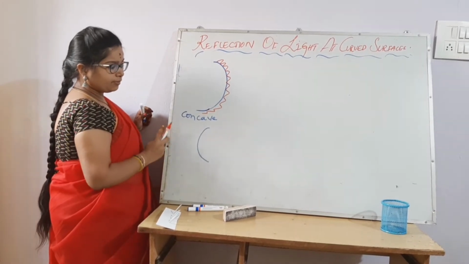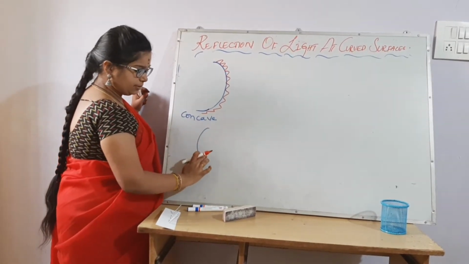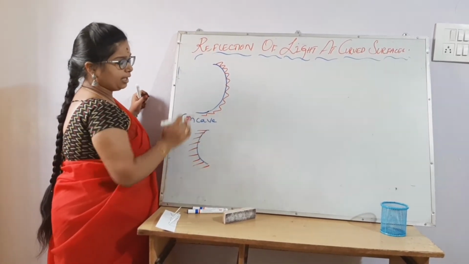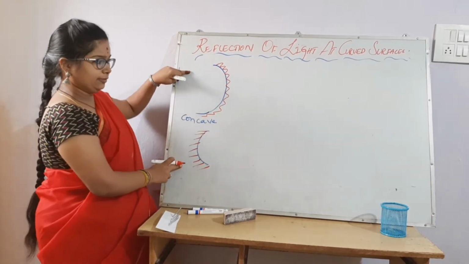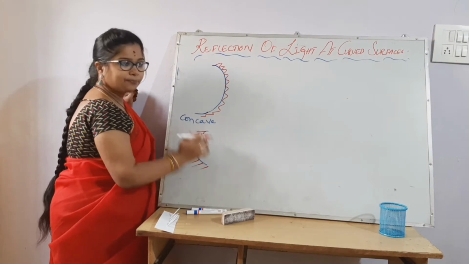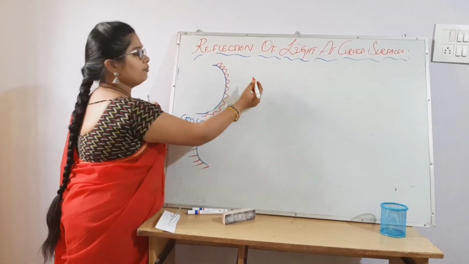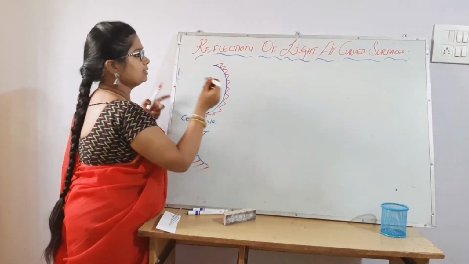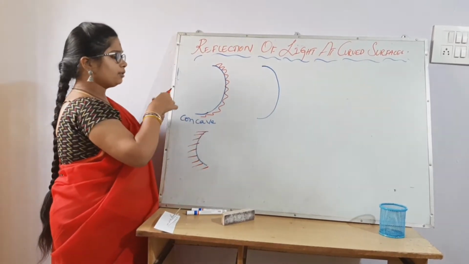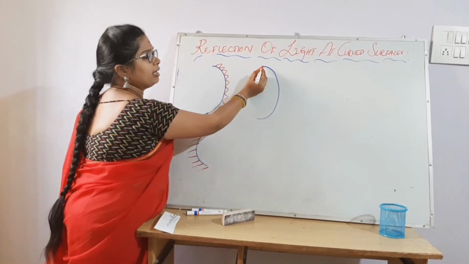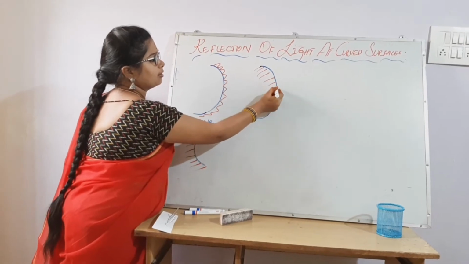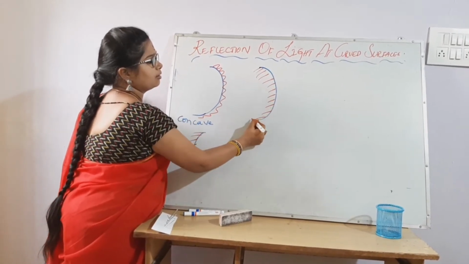Where will be the mirror? This side will be the mirror. If you draw it like this or like this, both are the same. You should not get confused, because here is the mirror. Convex. When you go to a convex mirror, where are we supposed to coat it? This side we are going to coat it. Here is the mirror.